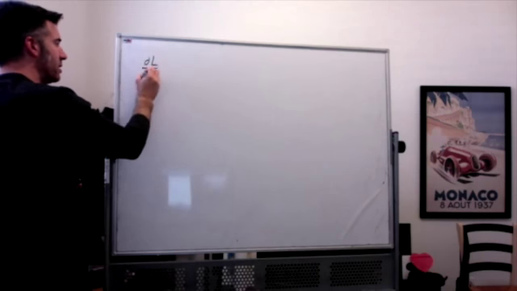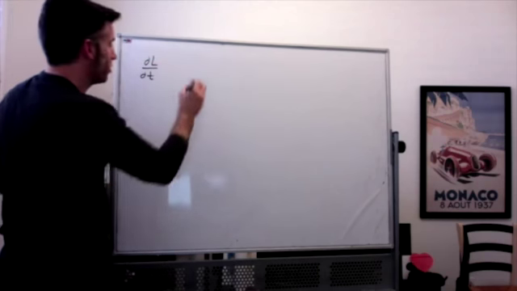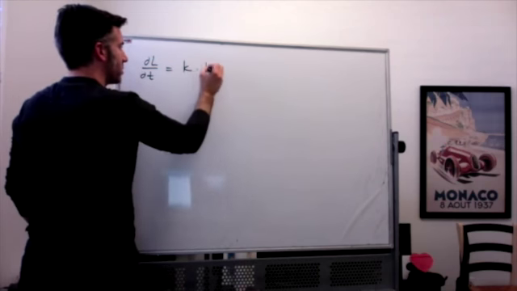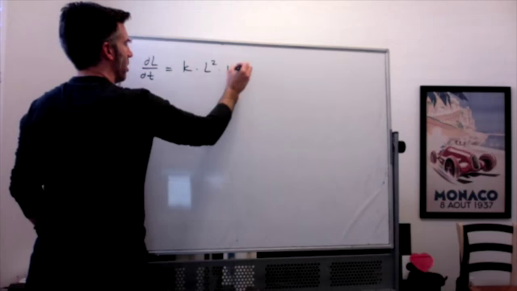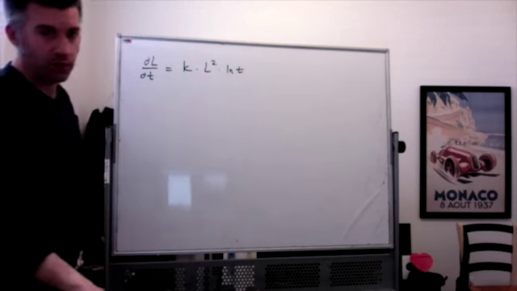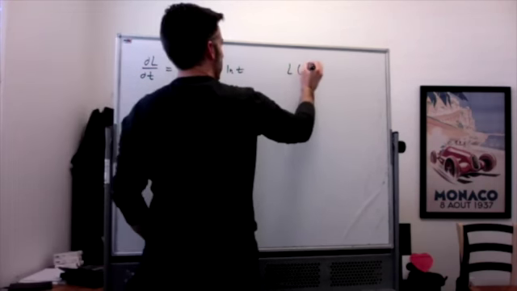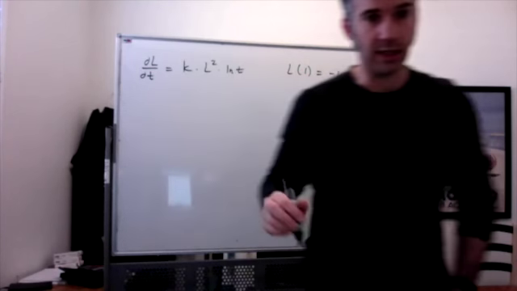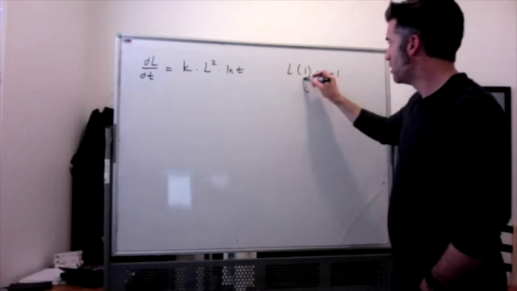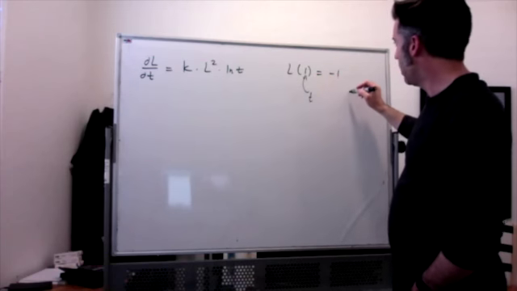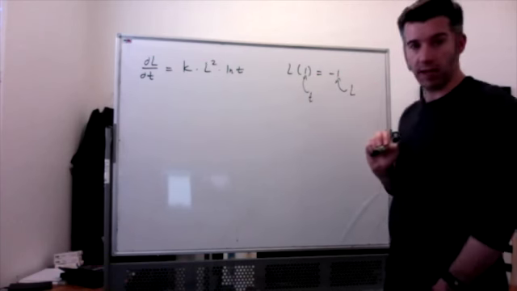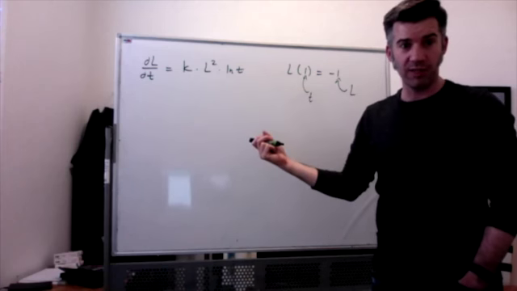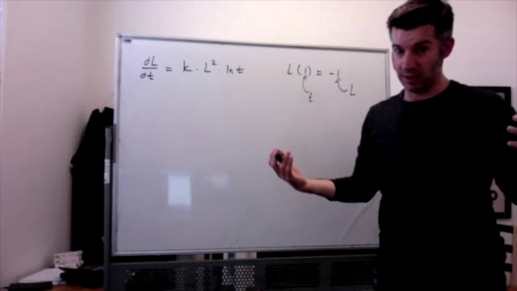dL/dt is equal to k times L squared times the natural log of t, where L of 1 is equal to negative 1. So that means when t is equal to 1, L is equal to negative 1. Okay. So t and L are variables. K is just a constant.